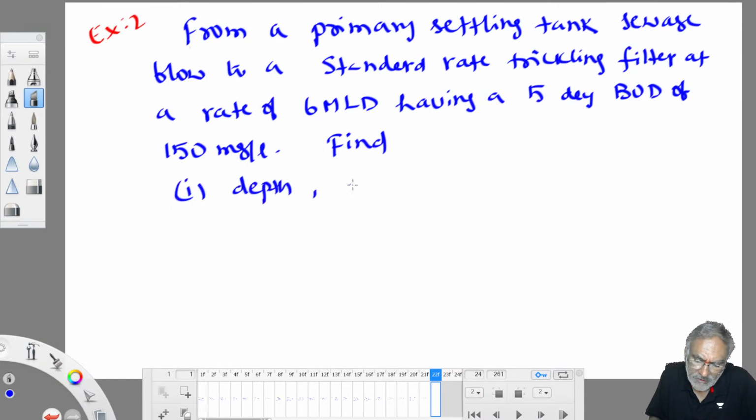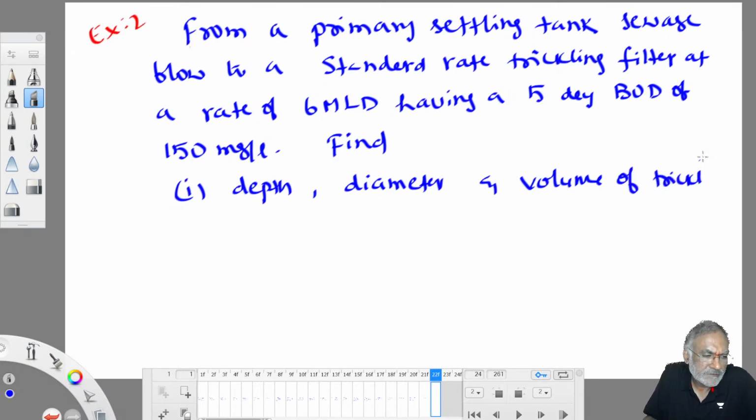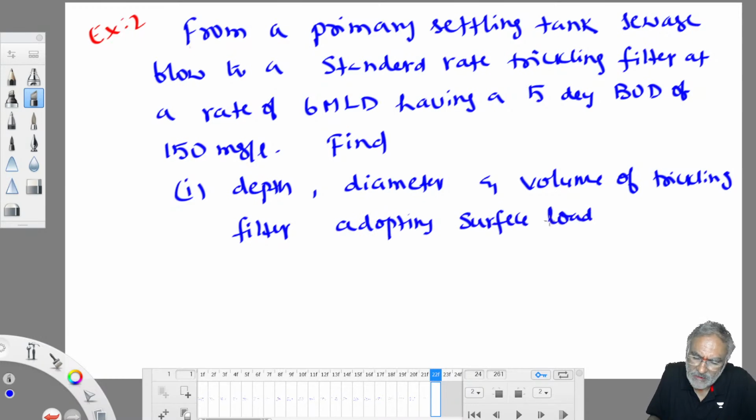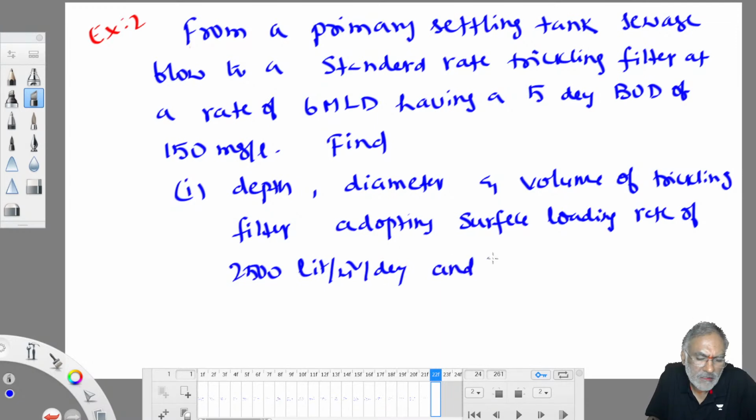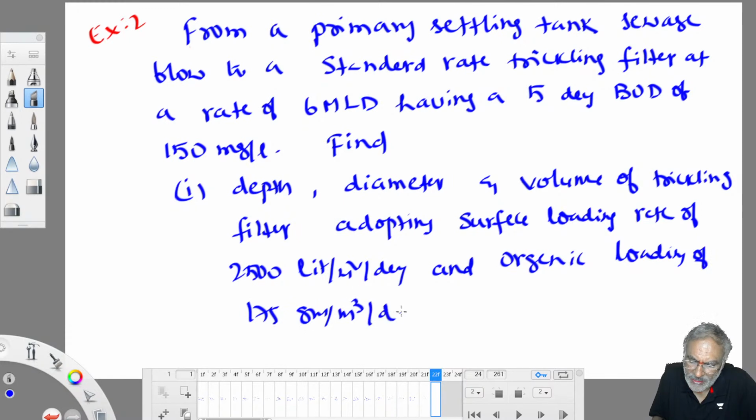Depth, diameter and volume of trickling filter, adopting surface loading rate of 2500 liters per meter square per day and organic loading of 175 gram per meter cube per day. Okay?